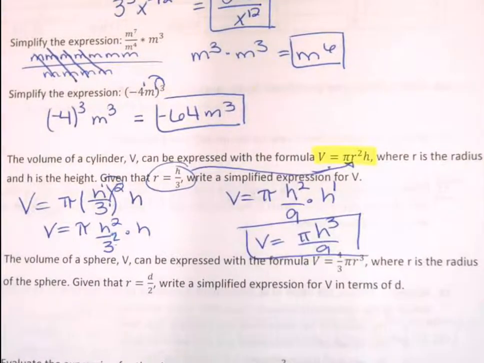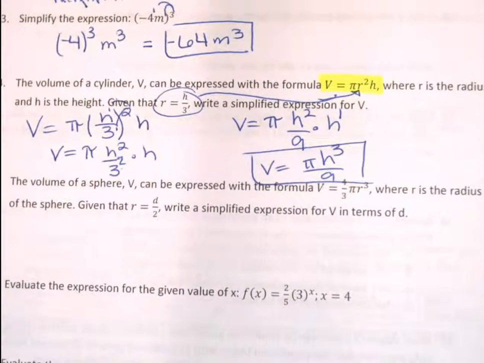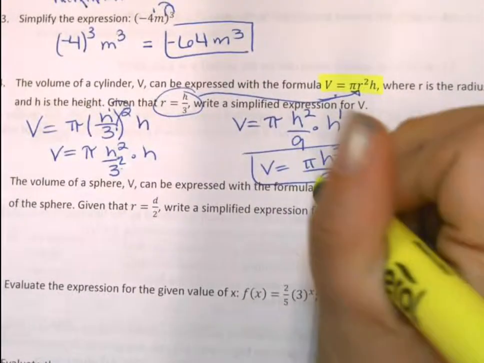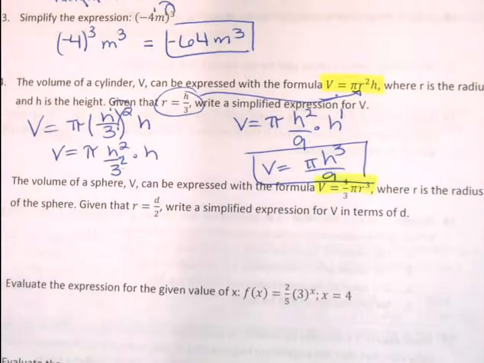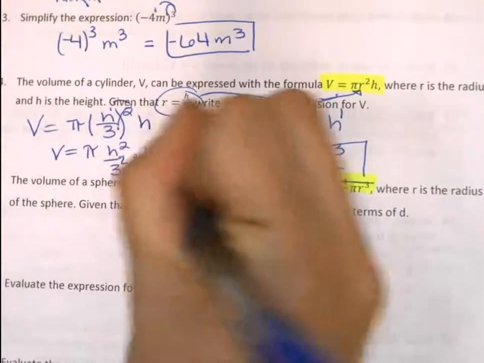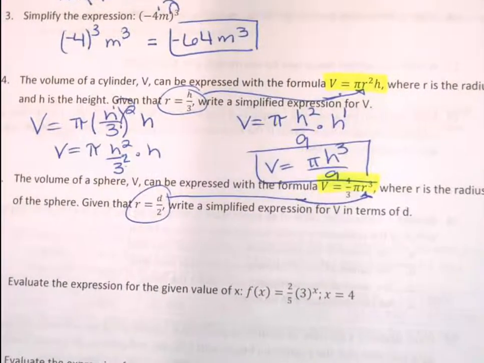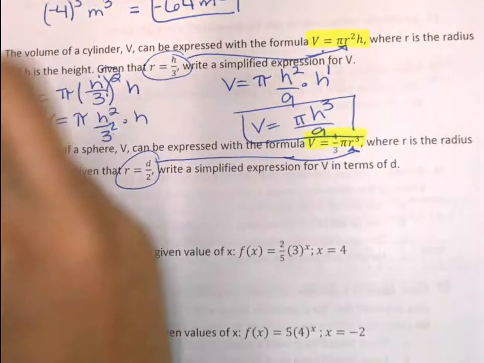So my final answer is V equals pi times h cubed over 9. Number 5 works similarly, but I'm given a different formula to plug into. This volume formula is for a sphere, so kind of like the shape of the Earth. I'm plugging in r equals d divided by 2, and that's going in right there in this formula. So I'm going to start by plugging it in.